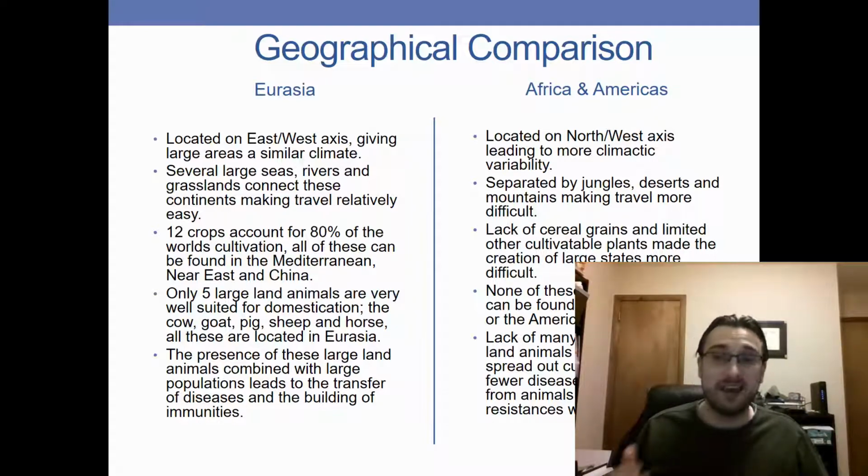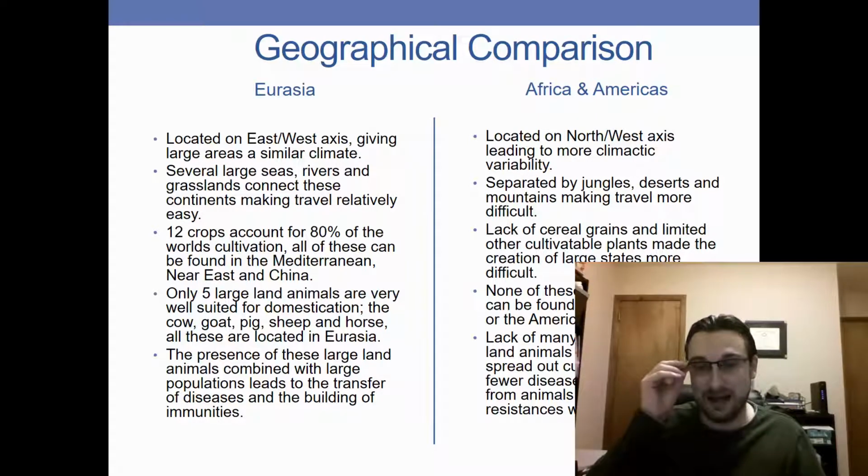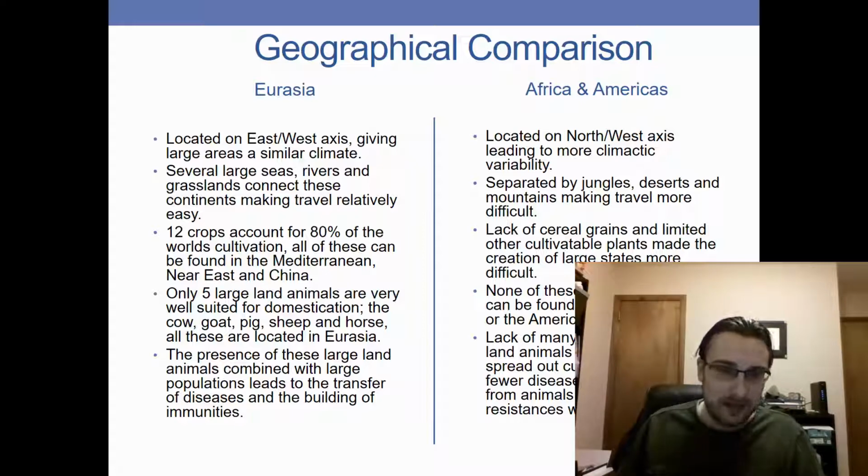All of them are found in Eurasia. Within the Americas, they only have the llama. It kind of is the only real large domesticated animal. And if you think about the llama, it's pretty much geographically constrained to the mountainous regions in South America, which means that it was not able to be spread nearly as much as these other 5 large land animals within Eurasia, and the benefits of those were not able to be taken advantage of.